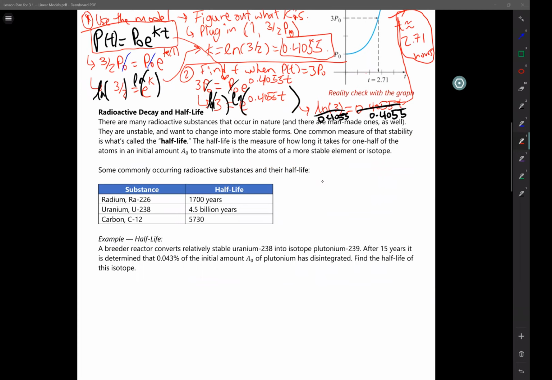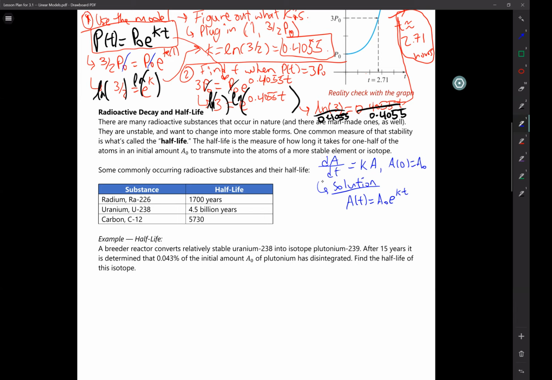Next one is radioactive decay and half-life. The cool thing is that the same model works for radioactive decay and half-life. It's the exact same model, it might just use different notation. It turns out the decay is proportional to the amount at the time, so the DE is exactly the same: dA/dt is equal to k times A, with some initial amount. And the solution will be exactly the same too: A(t) equals A naught e to the kt. It's cool that one math model works for many things in the real world.